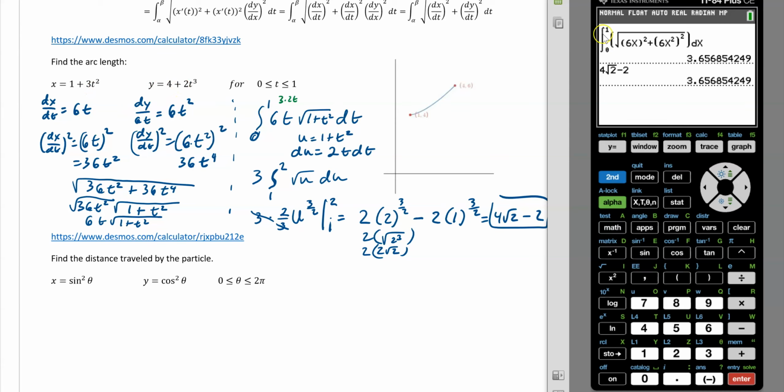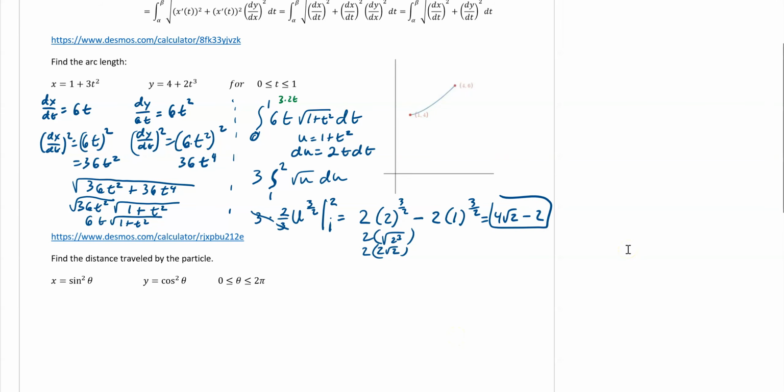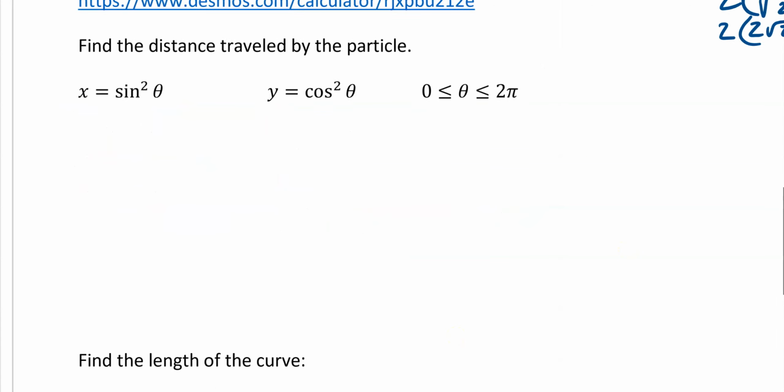So we plug it in, 0 to 1, square root, and then it's our 6t squared and our 6t squared, right? And then we find out we get that. That's perfect. And then our answer, which is 4 rad 2 minus 2, and you see they match. So we know we're good. All right, let's try the second one now.